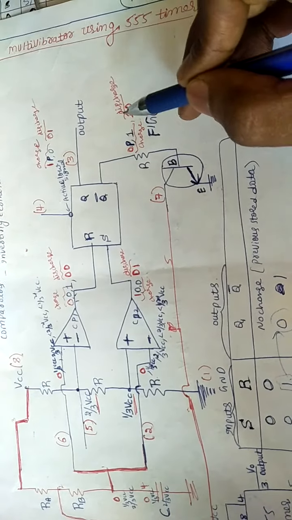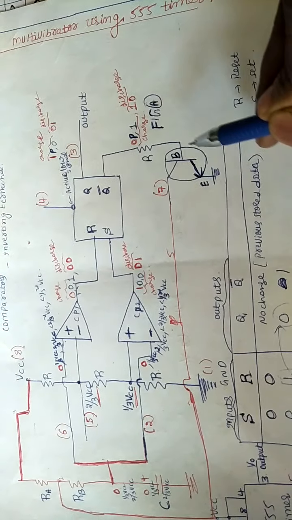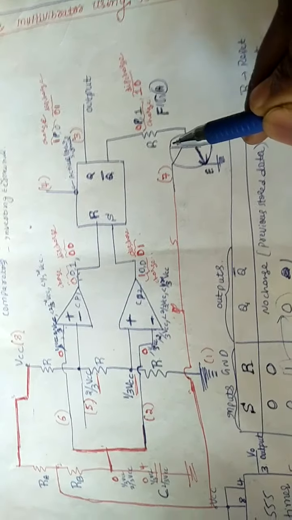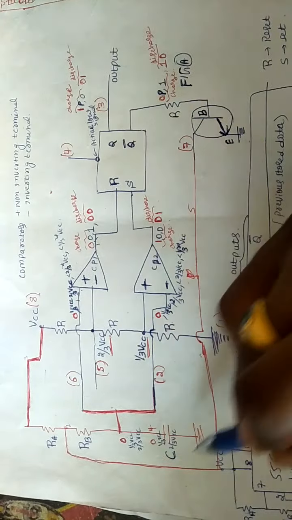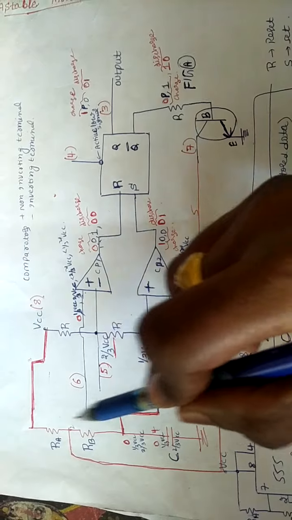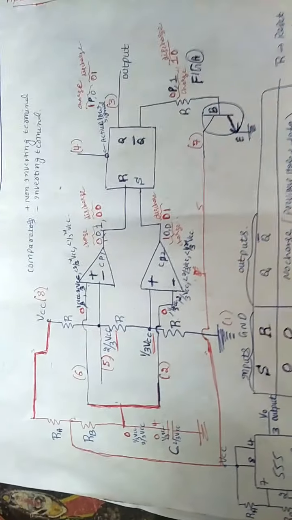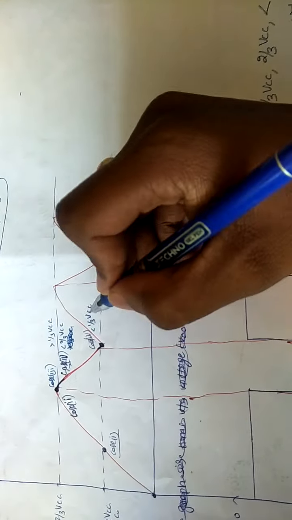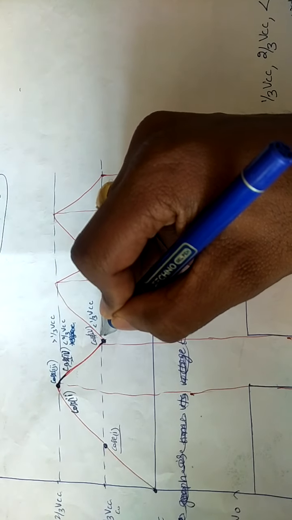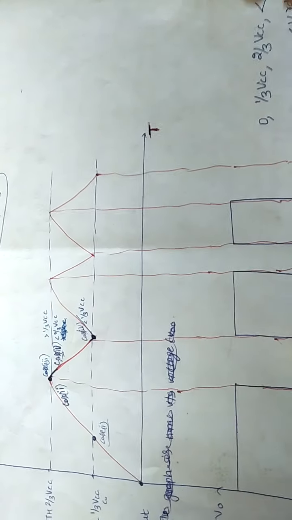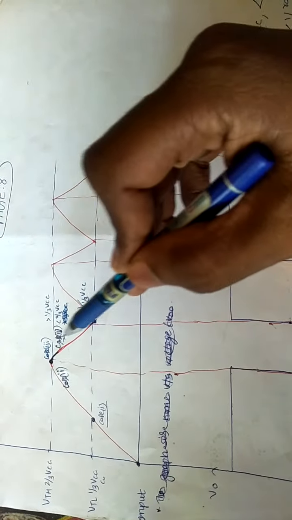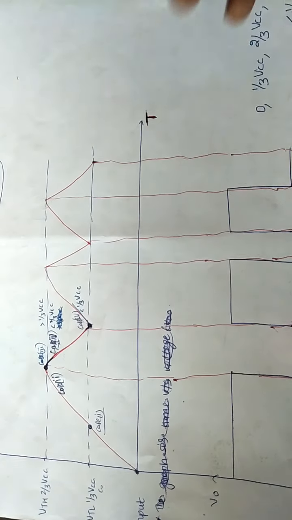This is 0. 0 means this transistor enters into the cutoff region. When it enters into the cutoff region, this path won't be there. The capacitor will start to charge through RA and RB. Then we will get the waveform like this. It will start to charge. Like this we will get the waveform of charging and discharging of the capacitor.